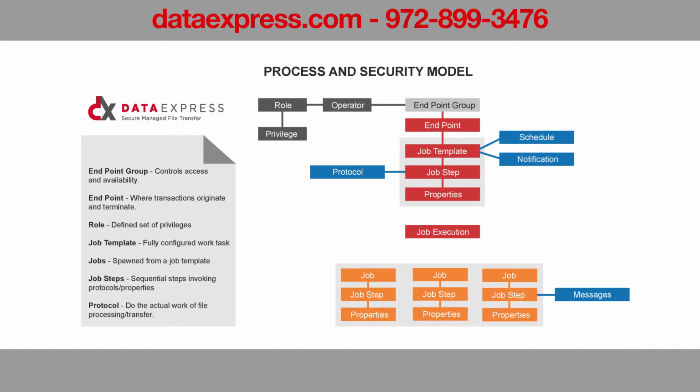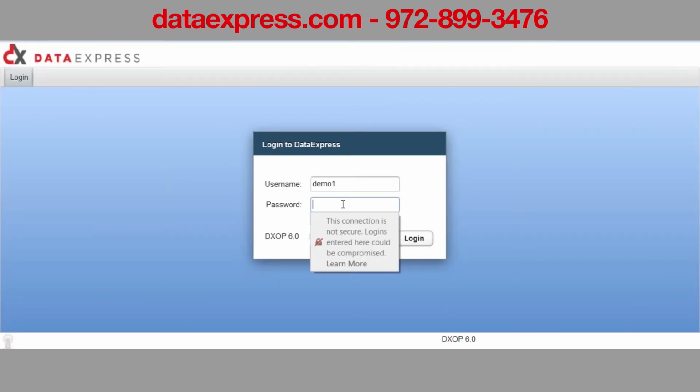Up at the top here with our endpoint groups, we see an operator or user defined. I will use the term user generally. The user is defined to DataExpress, and that user is associated with an endpoint group. When the user logs in, they have visibility to just those endpoints that are in the endpoint group they are associated with. Each user can be associated with one or more roles made up of privileges, which defines that user's permissions within DataExpress. Now let's look at DataExpress Open Platform through our browser-based interface, logging on with our demo user.